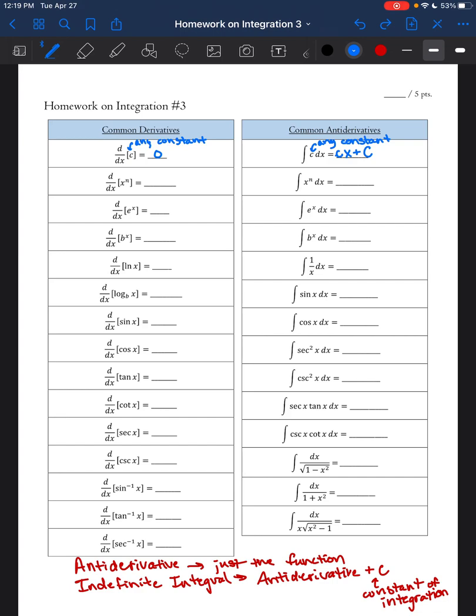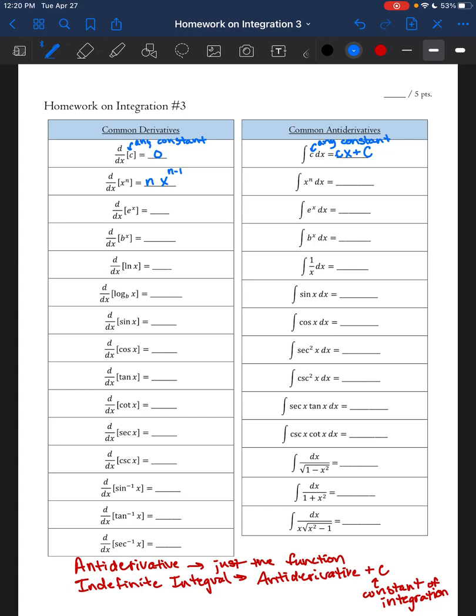Now I'm going to talk about the power rules. So the power rule with derivatives is we take this x to the n, and we multiply by the current exponent, so n. So we'll do n times x, and what we'll do is we'll drop the exponent down by 1, so x to the n minus 1.